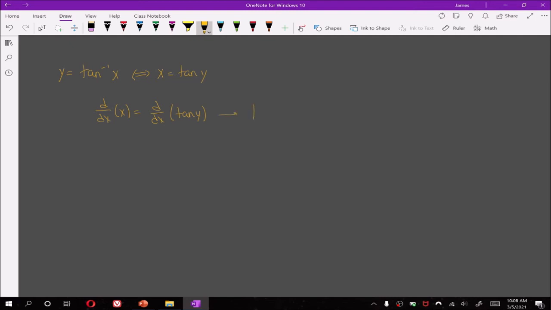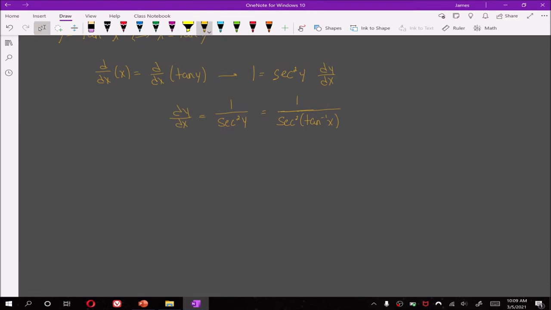This means that 1 is equal to secant squared of y times dy/dx. And so dy/dx is 1 over the secant squared of y, which is 1 over secant squared of inverse tangent of x. And again, what we have to do is try and simplify that. So we want to evaluate secant squared of inverse tangent. We will once again turn to right triangle trigonometry.